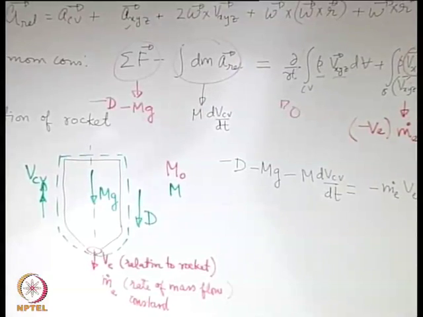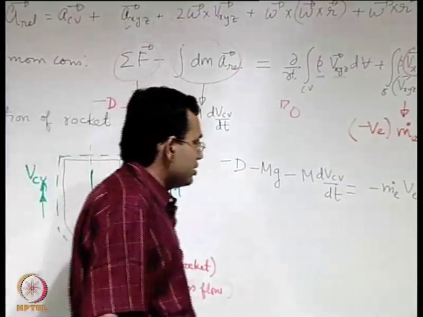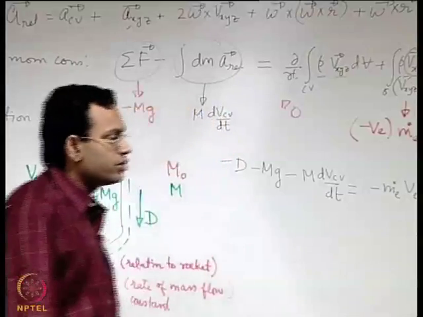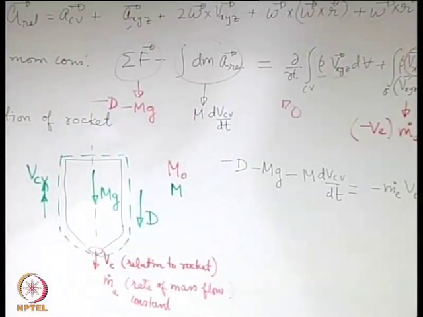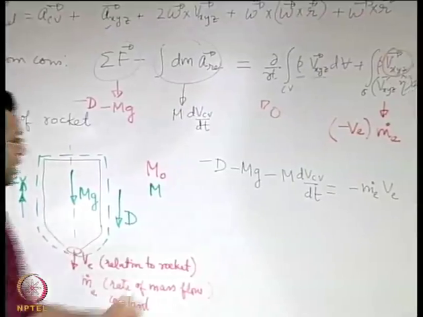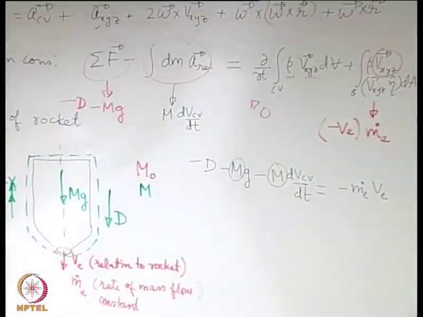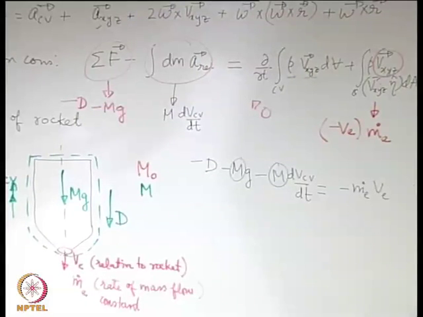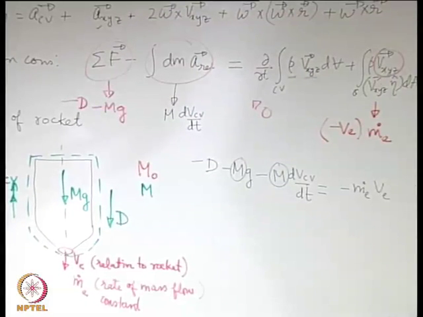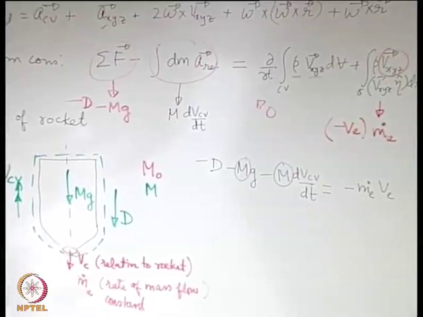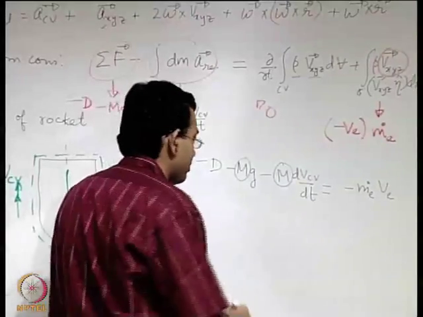Now, this equation alone is not sufficient to solve for the velocity of the control volume as a function of time. The reason is that you do not know the mass as a function of time. So, which fundamental principle should give you the mass as a function of time? The conservation of mass. So, let us write the integral form of the conservation of mass.